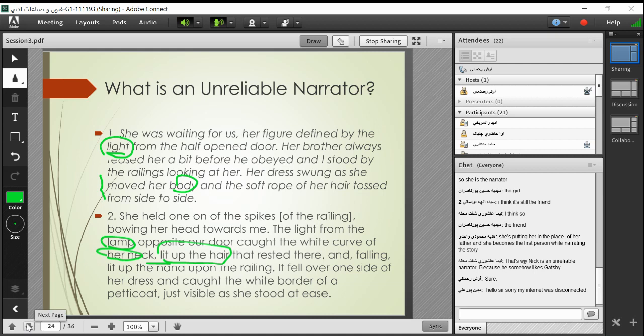In this story, the narration of the boy is not really trustworthy for us because, well, he's just a kid.